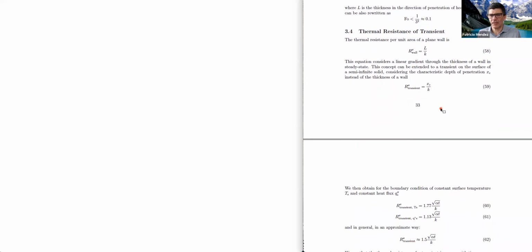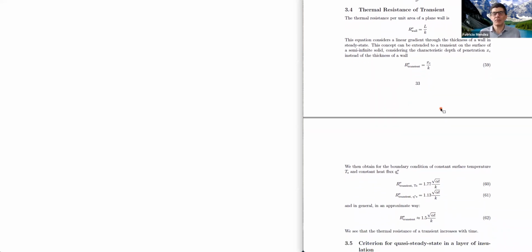Another interesting thing, we can now calculate the thermal resistance of a transient. Thermal resistance was a concept we have used for steady state. However, we can extend the thermal resistance of a wall to say, how about if the resistance of a transient is this thickness, that is the penetration of heat, this x_c over k, right? Same as the R double prime of the wall per unit area, resistance per unit area, was L over k, and L was the thickness of the wall. Now we would say this is the penetration of heat.